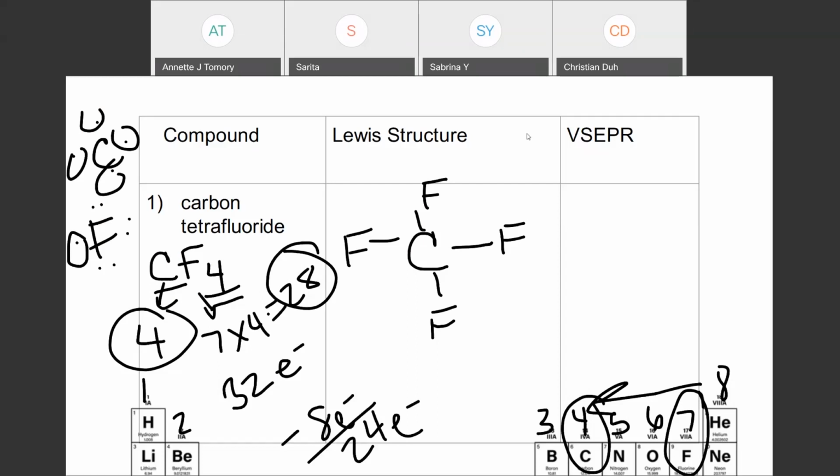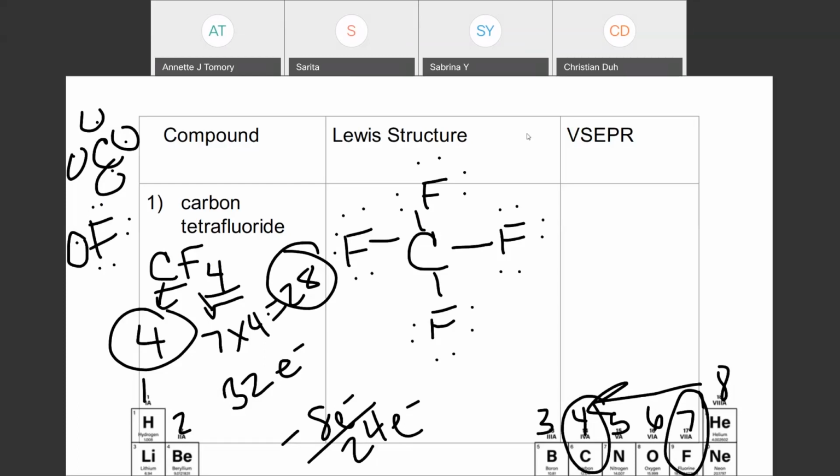So 1, 2, 3, 4, 5, 6, 12, 18, 24. Okay, so there's my Lewis dot structure. Did everybody get to that point? Or did you even attempt it yet? Okay, so how many bonds do we have coming off of carbon? 4. How many lone pairs do we have on carbon?